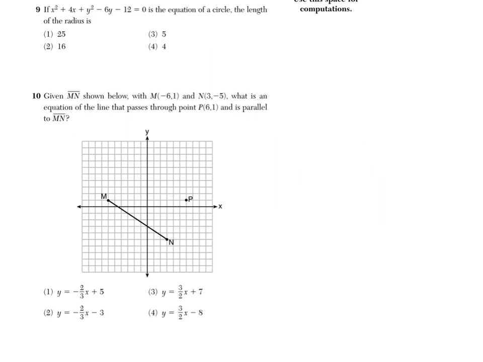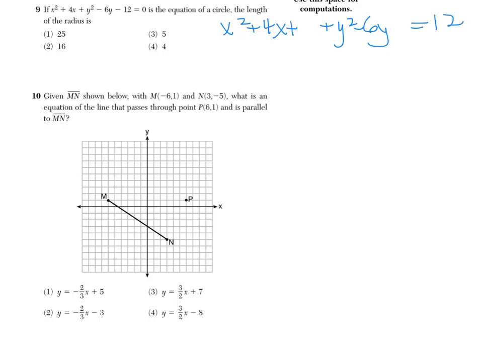Choice 3. Number 9. If x squared plus 4x plus y squared minus 6y minus 12 is equal to 0 is the equation of a circle, the length of the radius is... we're going to have to use completing the square procedures.